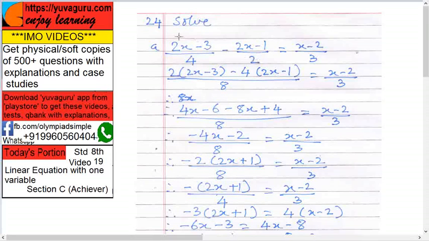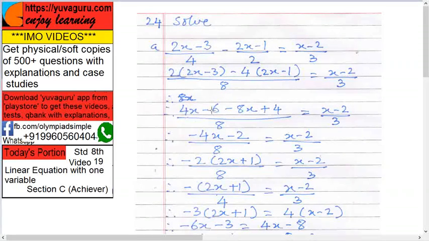We'll solve this by cross multiplying. You can do it by 2 into 2 is 4 and LCM is 4, and then also you can solve it. But here what I have done is cross multiplied. So [2 into (2x minus 3) minus 4 into (2x minus 1)] the whole upon 8 equals (x minus 2)/3 as it is. Now don't touch the right hand side immediately.